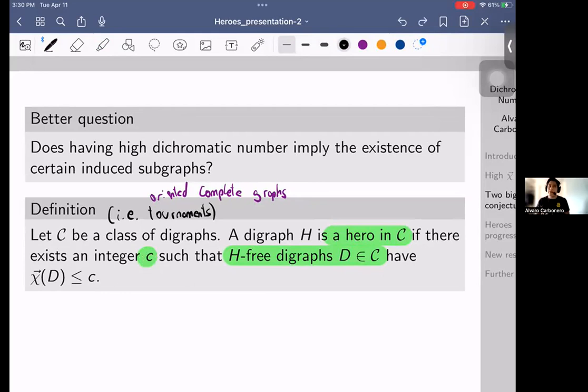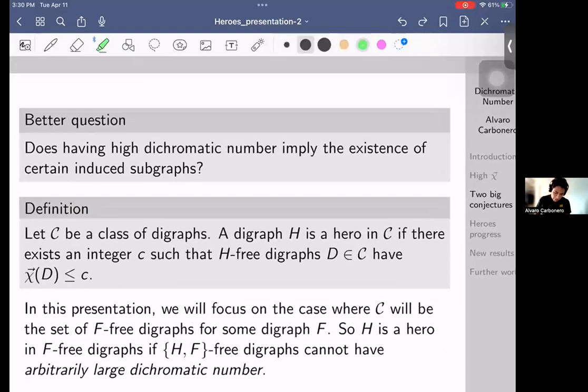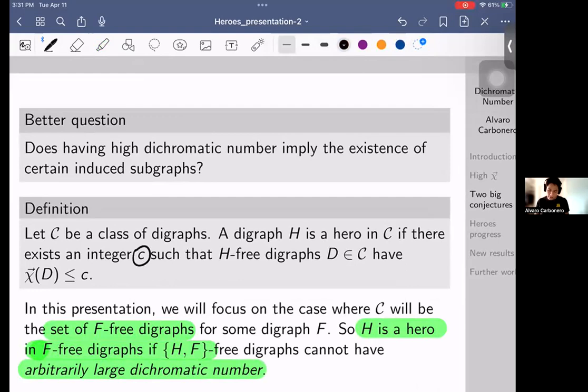In this talk, basically in theory, C could be whatever you want. But in this talk, we will restrict ourselves to the case where C is the class of F-free digraphs for some digraph F. So what this results in is that H is a hero in F-free digraphs if H, F-free digraphs cannot have arbitrarily large dichromatic number, or equivalently, they have bounded dichromatic number where the bound is given by little c.